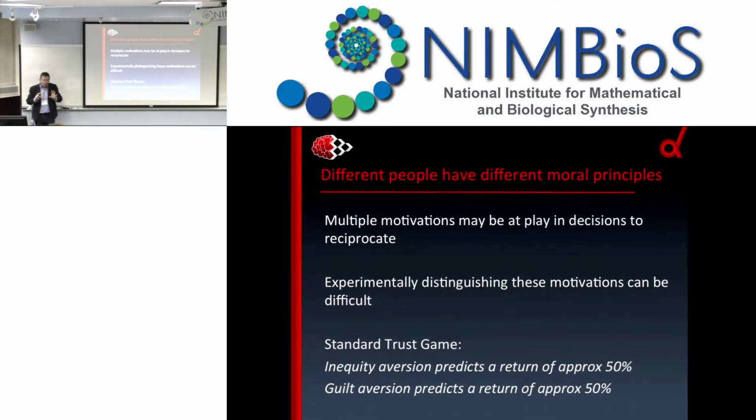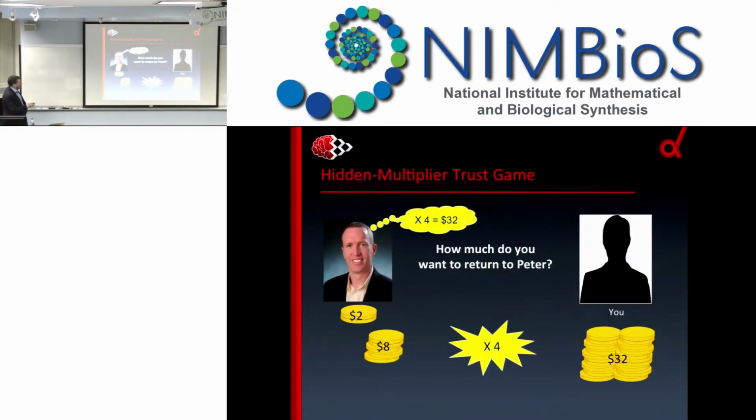So we decided we'd do a combination of looking at slightly different behavioral data, but also down at the brain, and see perhaps that these motivations separate out neurally, even though the behavior may look the same. To do this, we had a slightly altered version of the trust game called the Hidden-Multiplier trust game. This is what I've just shown you. This is a standard trust game.